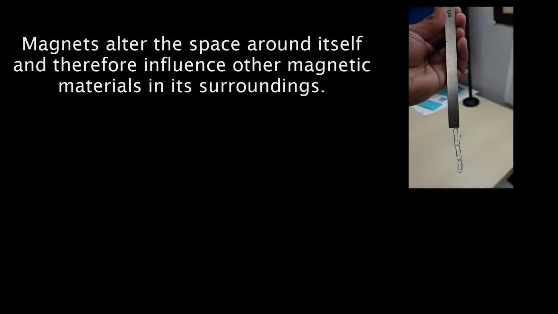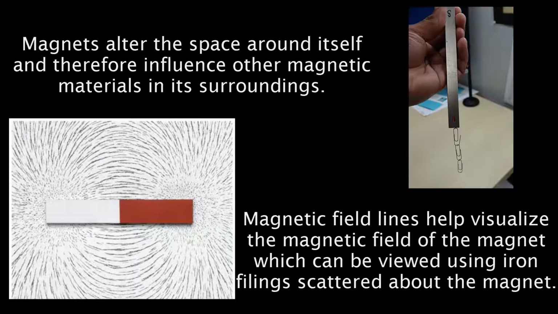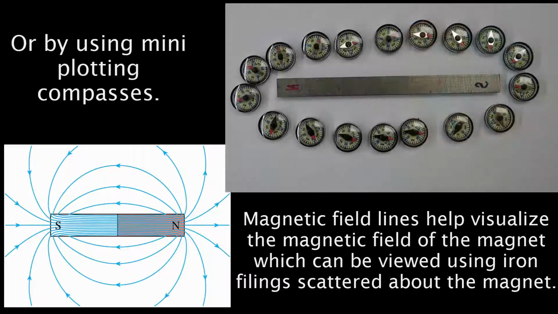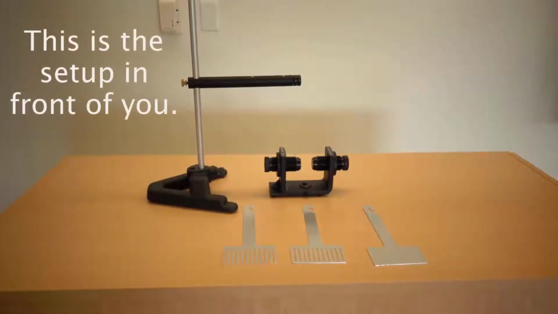Magnets alter the space around themselves and therefore influence other magnetic materials in their surroundings. Magnetic field lines help us to visualize the magnetic field of the magnet, which can be viewed using iron filings scattered about the magnet or by using mini plotting compasses scattered about the magnet. This is the setup in front of you.